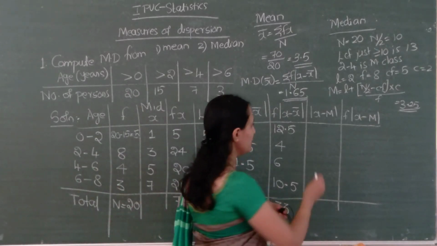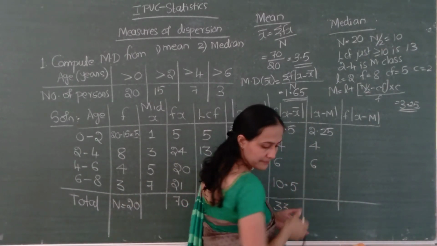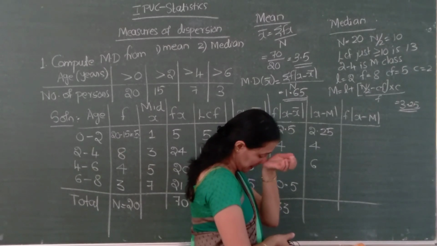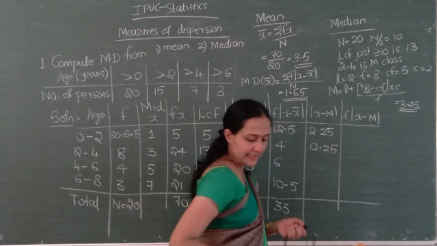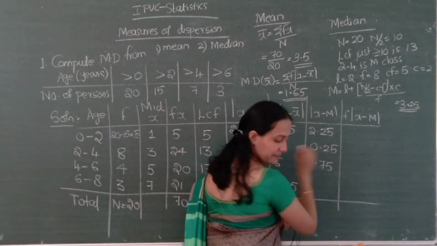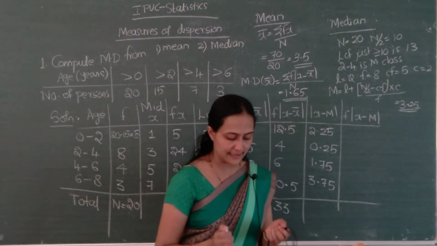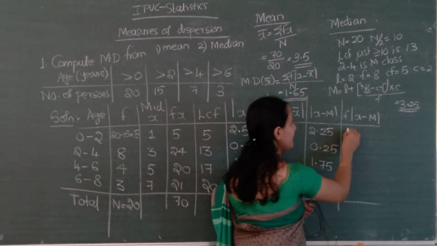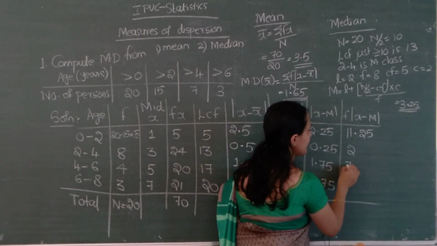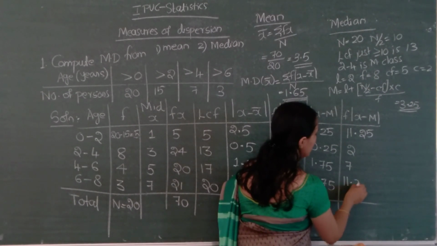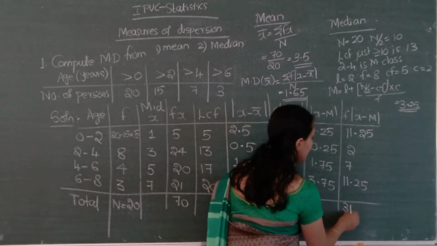So, just the answers I will write: 2.25. Next one is 4. Next 6. Sorry, x minus m: this is 0.25. 0.25. Next one is 1.75. Next one is 3.75. f into mod x minus m is 11.25. Next one is 2. Next 7. Next 11.25. This total is required.